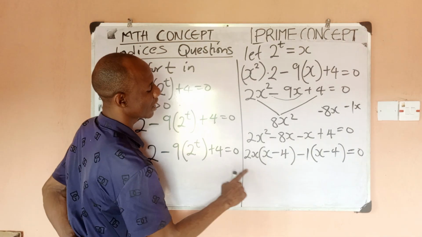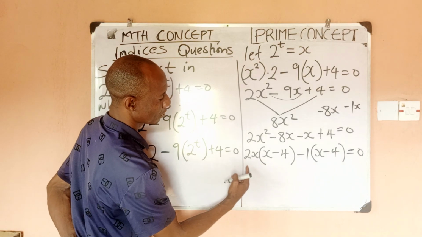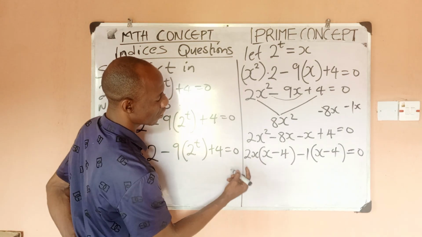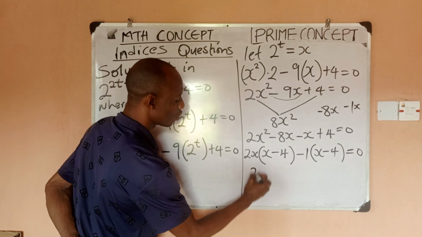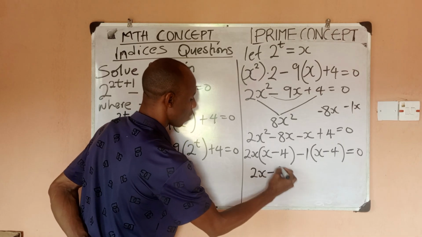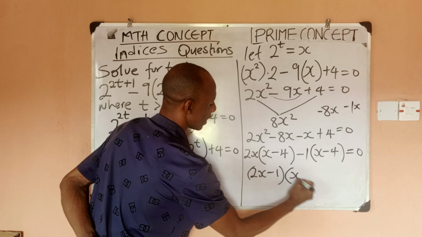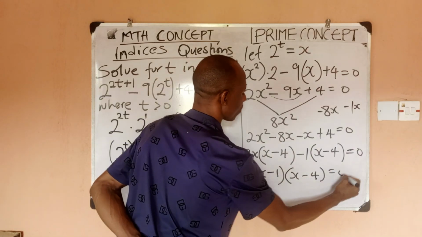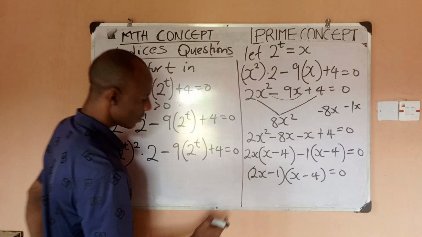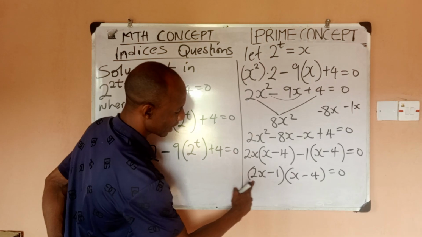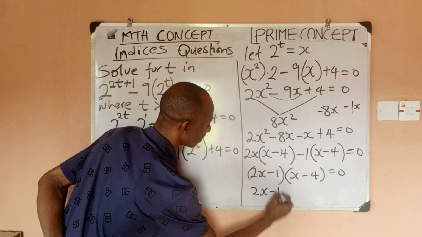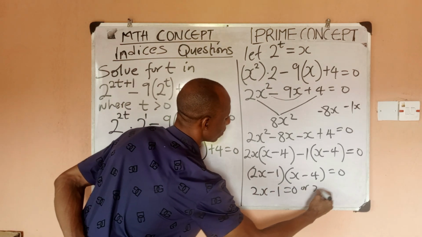So I'm going to bring out what is common. So I have 2x minus 1, then this is actually common. So I'll have x minus 4 equal to 0. So I can equate. So I'll say 2x minus 1 is 0, or x minus 4 is 0.